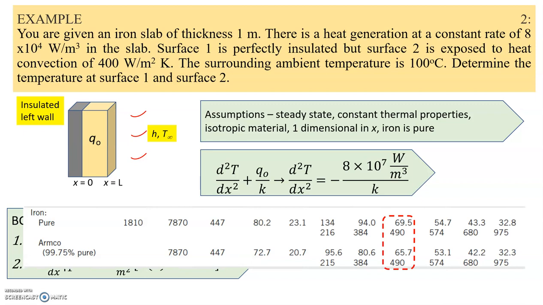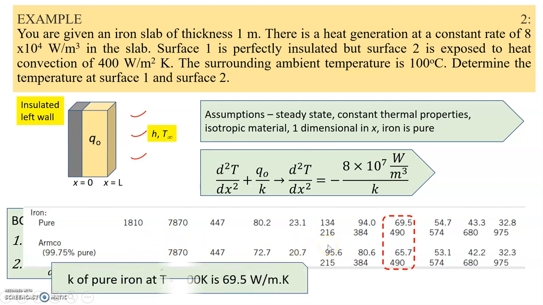Then you look at your appendix. You have to look at the appendix, and listed down you have two types of material: pure iron and 99.75% pure iron. So that's why I listed earlier my iron is pure. It's fine if you decide to take the 99.75% pure. But for the 100% pure iron, I'm taking the thermal conductivity at 400K to be 69.5. Now, if you have chosen AMCO, then your K would be 65.7 watt per meter per Kelvin.